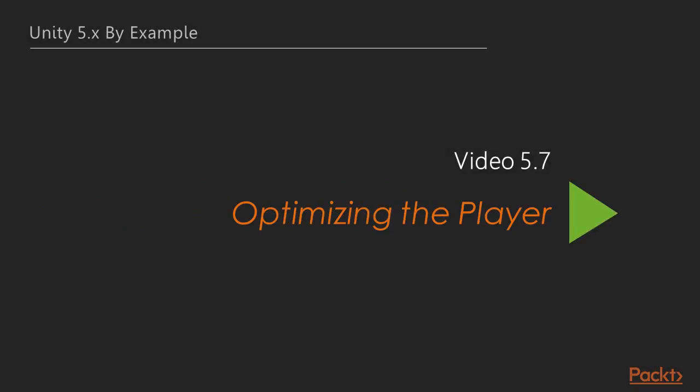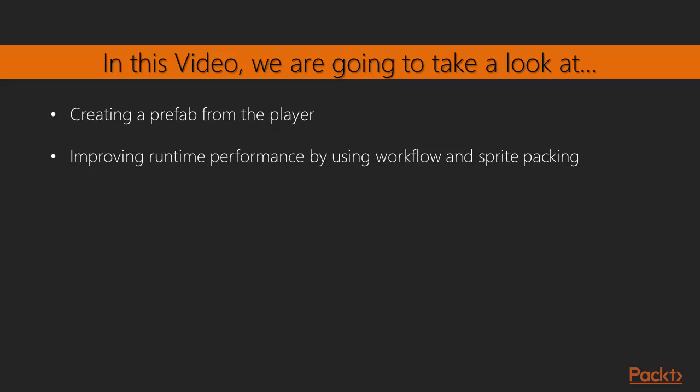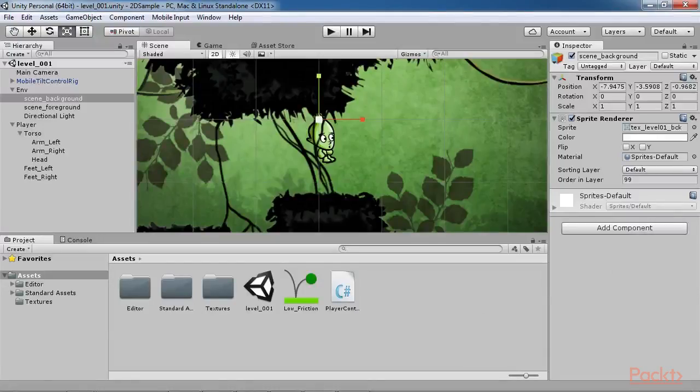Welcome to the last video of Section 5, Optimization. In the previous video, we've learned about scripting the player movement. In this video, we'll learn more about optimization. Our work so far has produced an interesting environment and a controllable character within this environment. Before moving forward, let's turn our attention to optimization, an issue that should be considered early during development.